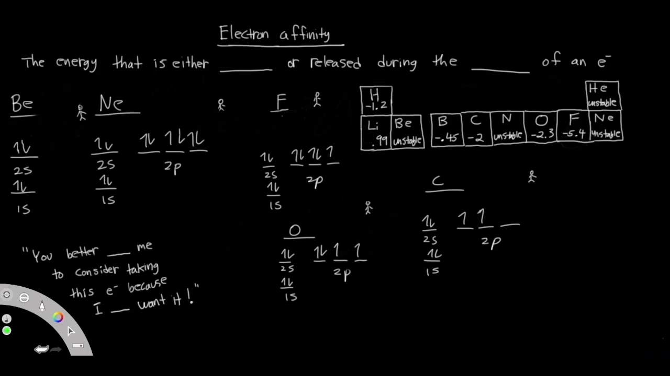Electron affinity: the energy that is absorbed or released during the addition of an electron. The trend for this goes up the group and to the right of the period. So these would be the highest electron affinities. Exceptions would be the noble gases. As you can see, these are unstable. There are a few unstable ones here as well, but we will have a look at that shortly.